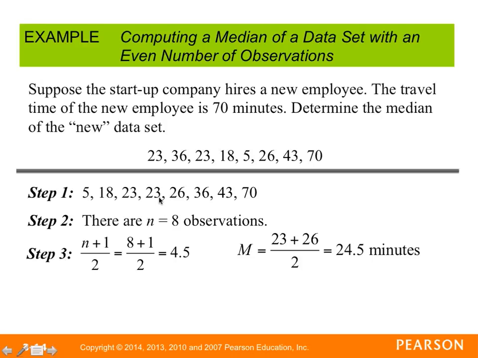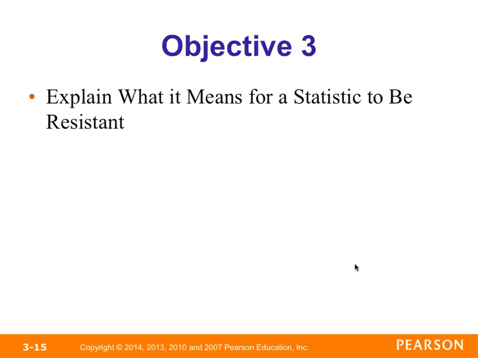To find the median, we add 23 and 26 and then divide by 2. Make sure that if you're doing this in your calculator, you put parentheses around the numerator and then divide by 2. You get 24.5 minutes as your new median. So the median increased a little bit when we added a larger number.